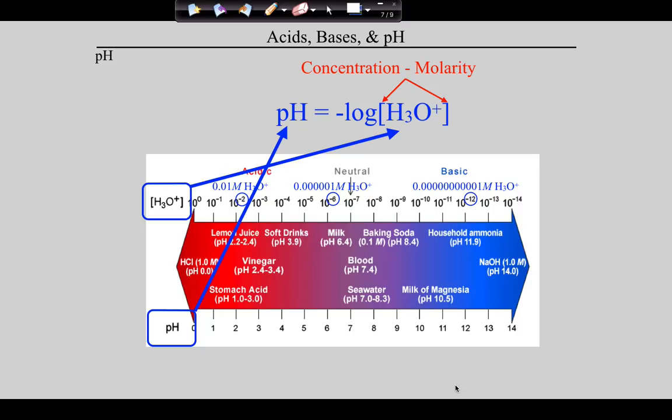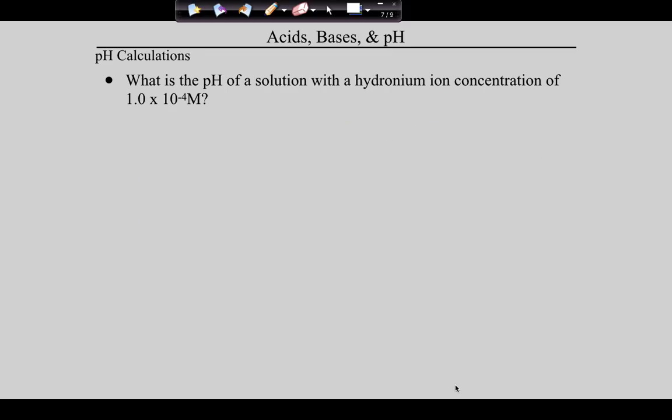So let's do this. Don't write down the questions, but we will write down the solutions. Here we go. Question number 1 is this. What is the pH of a solution with a hydronium ion concentration of 1 times 10 to the negative 4th? What's the answer? Do you understand that it's 4? Yeah? 1 times 10 to the negative 4th, the pH is 4.